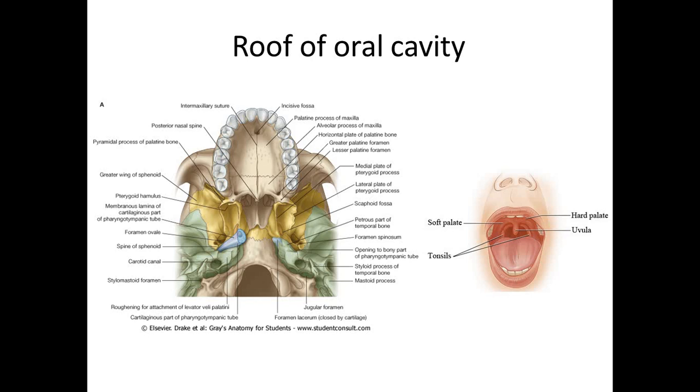Here we have a look at the roof of the oral cavity. What forms the roof of the oral cavity mainly? Yes, the palate. The palate is then divided into hard and soft. The anterior part is the hard, which is formed by the palatine process of the maxilla, which joins at midline. Then the posterior part is by the horizontal plate of palatine bones.